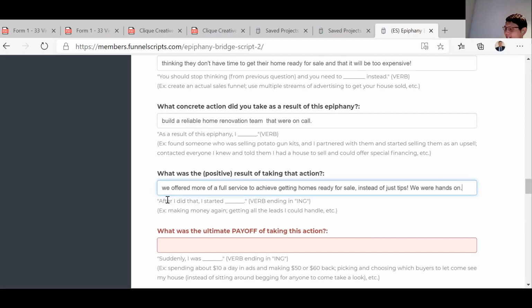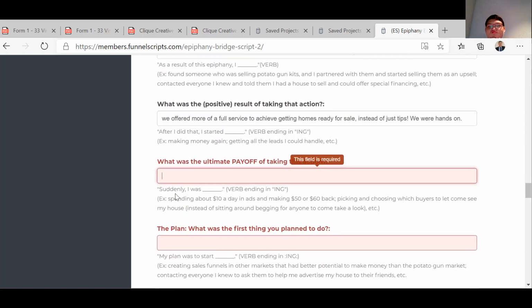Finish first. What does that mean? It means you offer the full service to help get the home ready for sale, instead of just tips. You were hands-on. So basically you are more involved, and you deliver more value. Then what was the ultimate payoff? Hang on a sec.